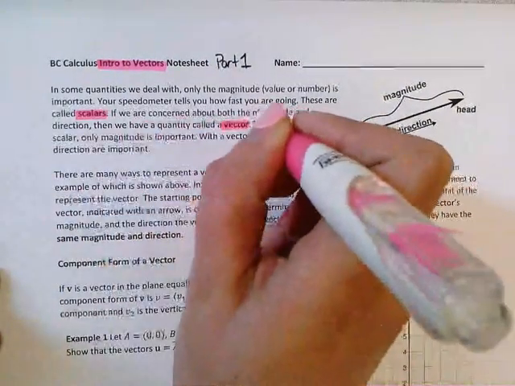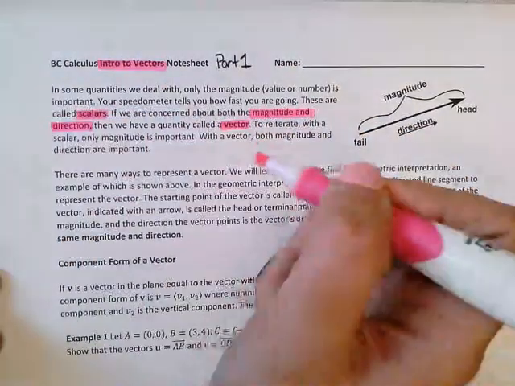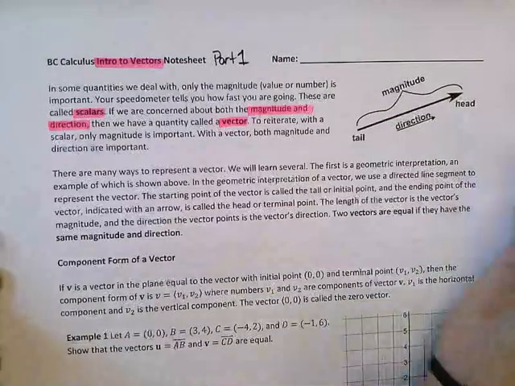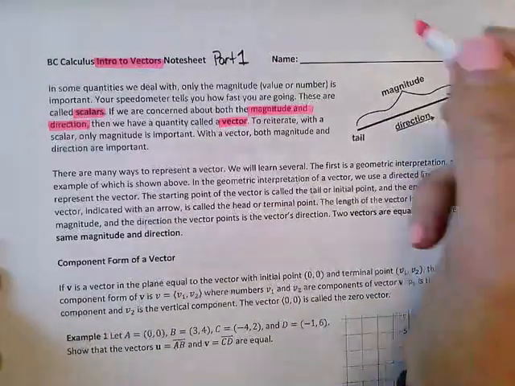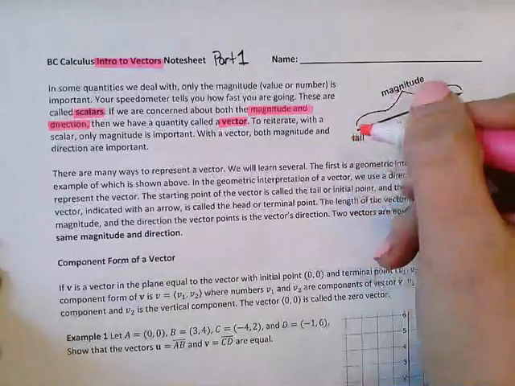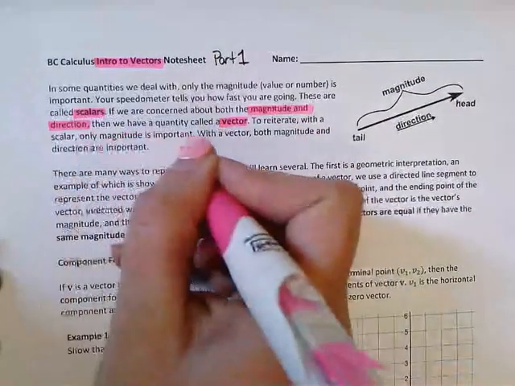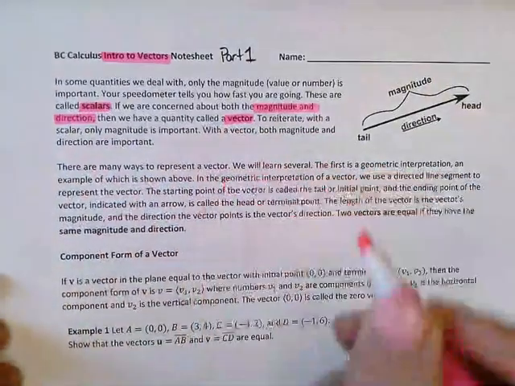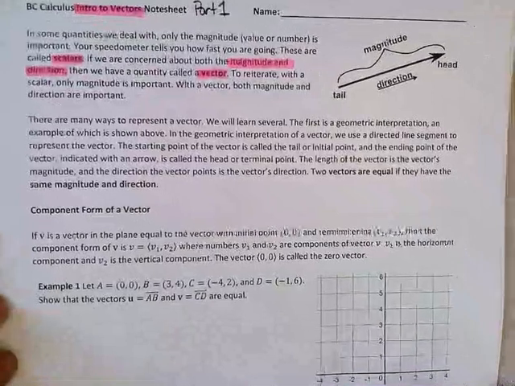Okay, remember Despicable Me? The guy's name is Vector instead of Victor because he has direction and magnitude. Alright, so to reiterate, with a scalar, only magnitude is important, but with a vector, both magnitude and direction are important. So there are many ways to represent vectors.